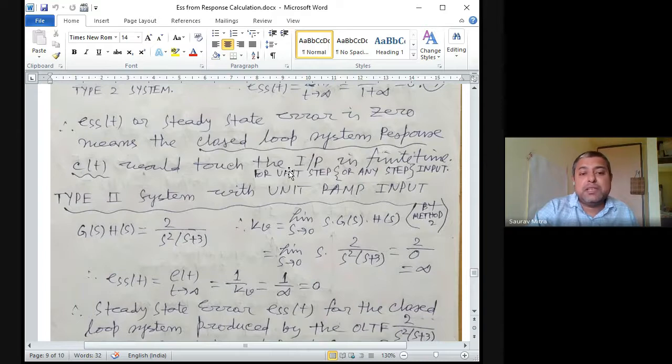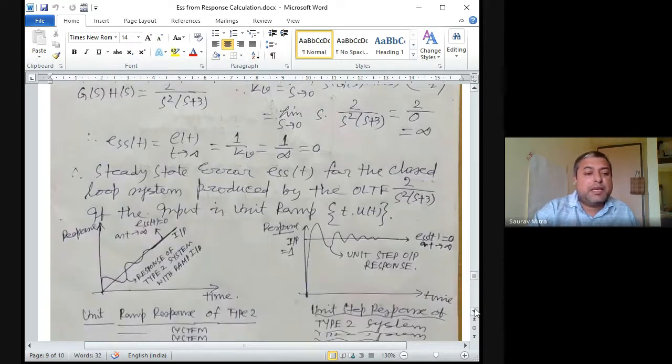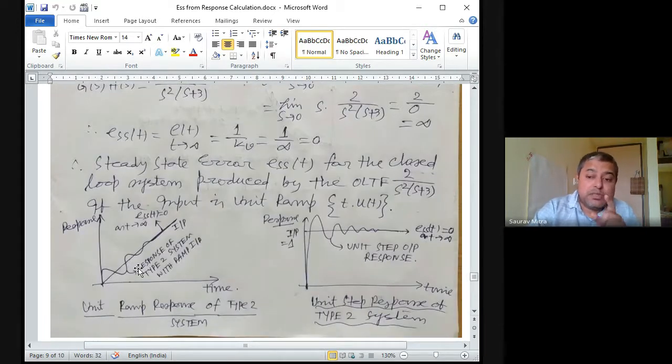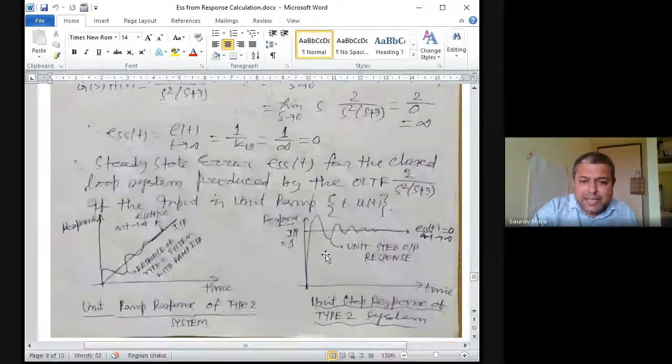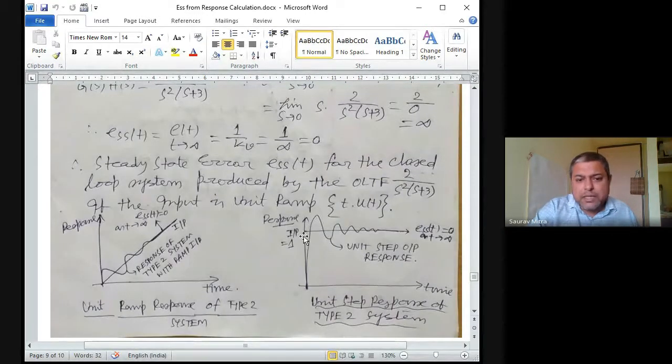So CT would touch the input in finite time, for a unit step or any kind of input. So what will the response be like? The response will be like this. I will show you this response, and when I give you the same G(s)H(s) and the code, you will find this kind of response. This is the unit step response for a type 2 system.